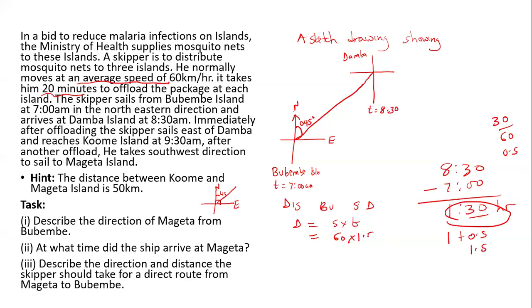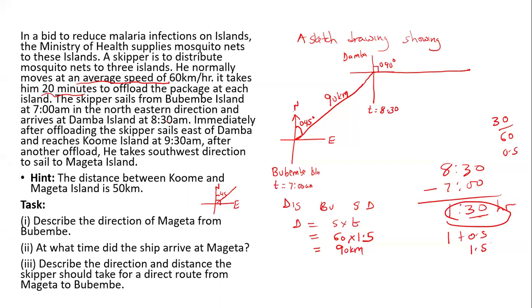So here I'll put 1.5. Then I multiply 60 times 1.5. So 60 times 1.5, I think that is about what? 90? I think it is 90 kilometers. So that is what you are going to indicate. I'll come here and put 90 kilometers. Now they told us that immediately after offloading, the skipper sails east. Now the skipper is going to sail towards the east, and here our bearing is going to be 90 degrees.